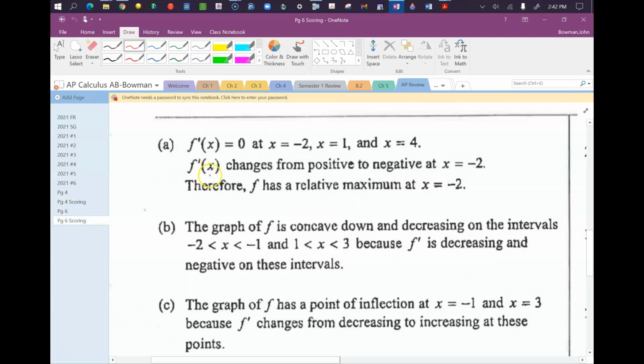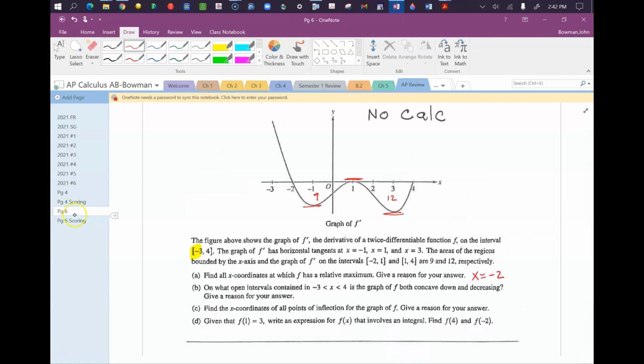So f prime of x changes from positive to negative at x equal -2, therefore f has a relative maximum at x equal 2. That first part is worth 2 points, one for the answer and one for the justification.